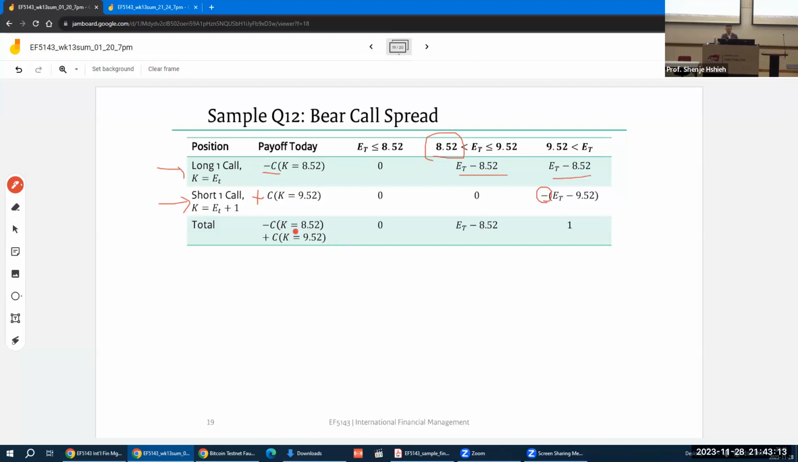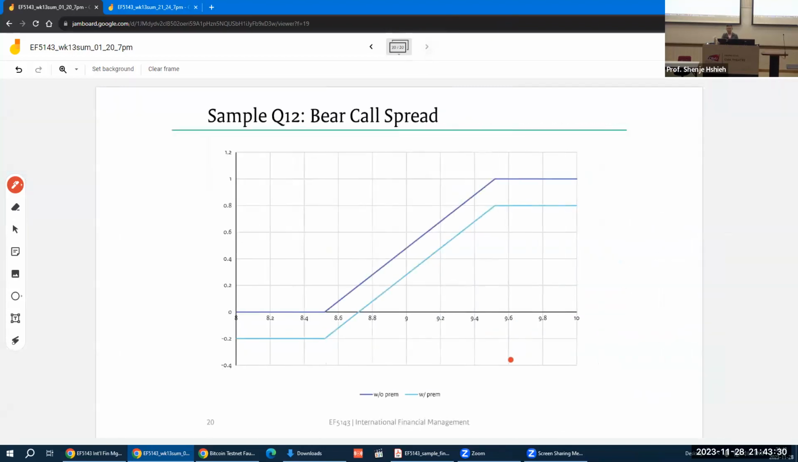Okay. Summing it up, we have this for your payoff today, but then you get a positive sloping curve and then a flat line at one, right? So it looks like this. You can go ahead and plot it. You get a positive sloping curve and then a flat curve at one.